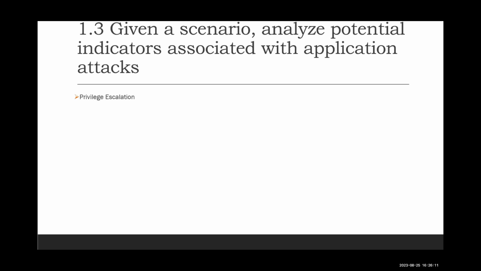The first term is privilege escalation. Now, privilege escalation is a type of attack that allows an attacker to gain higher levels of access or privilege than they are normally allowed to have. This can be done by exploiting vulnerabilities in the system's access controls or by finding a way to execute code with higher privileges. Now, privilege escalation can be physical or it can be technical.